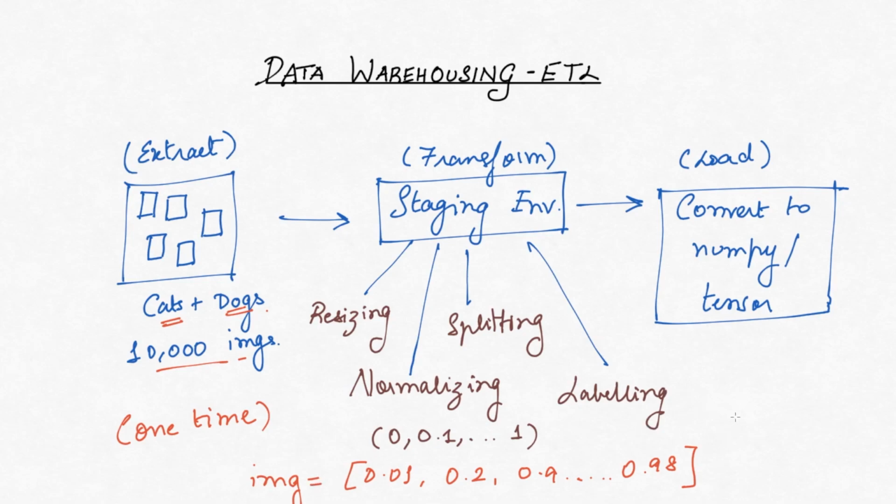Now after the data is processed, we load it in a format understandable by the machine learning model. So it could be a NumPy array or tensors depending on your model. We now have a preprocessed dataset to train our model on. That's how the ETL pipeline works for this simple use case.